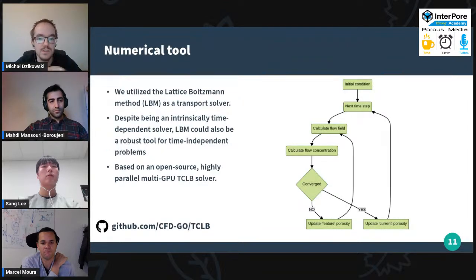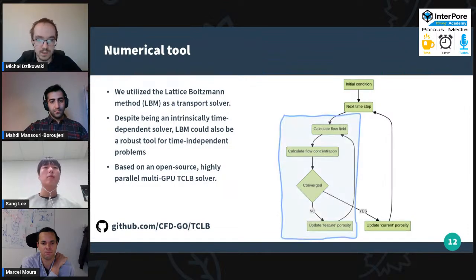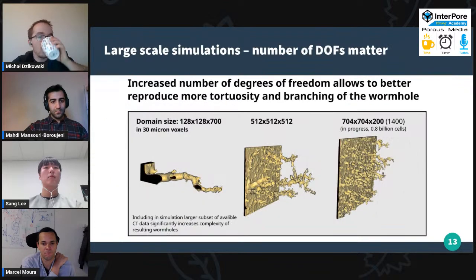The whole software is constructed around a lattice-Boltzmann solver, but it doesn't advance it in time like in usual cases. We use lattice-Boltzmann to obtain the flow field and concentration field, but the global evolution is governed outside. So only this blue part is governed by the actual lattice-Boltzmann solver, but it's not time-dependent.